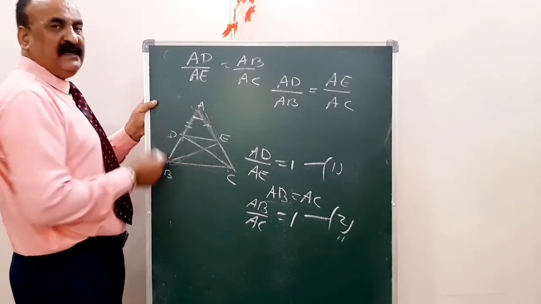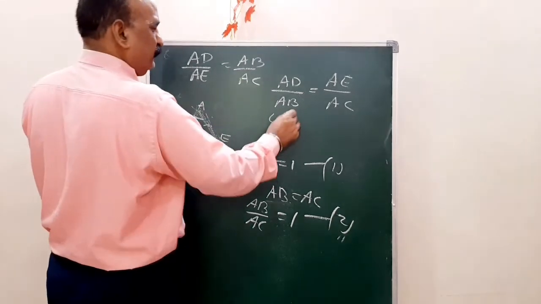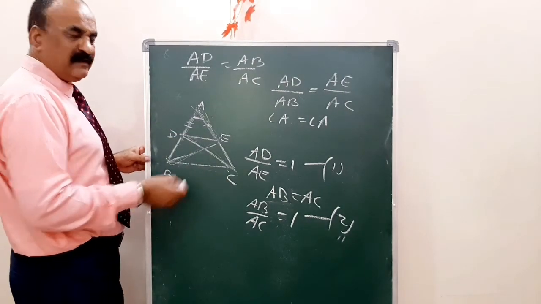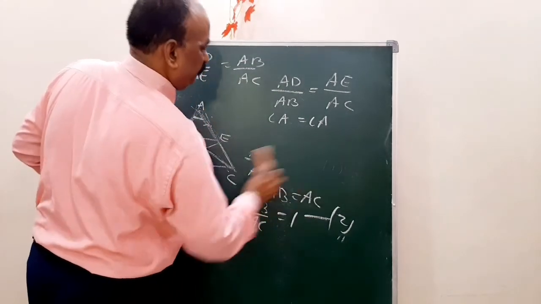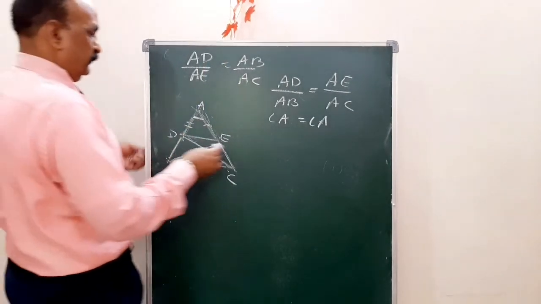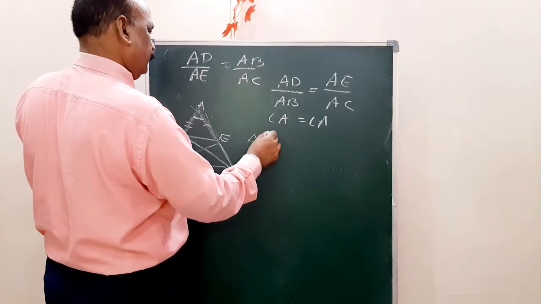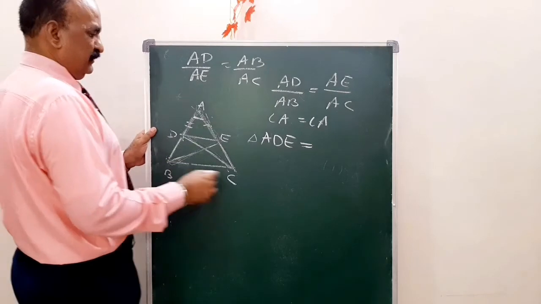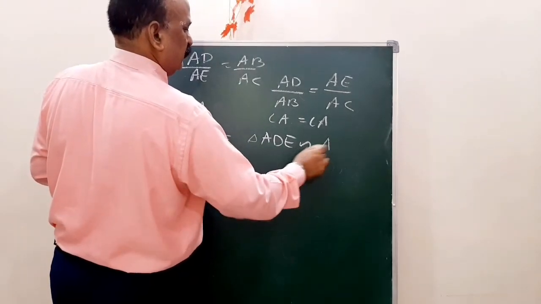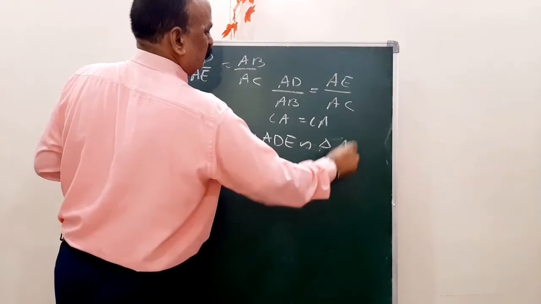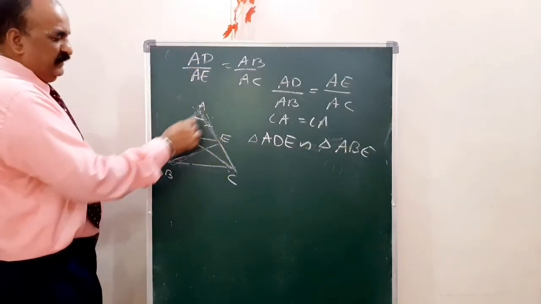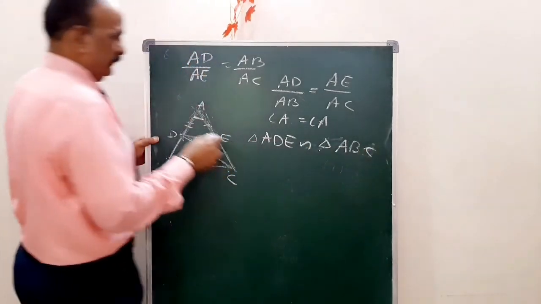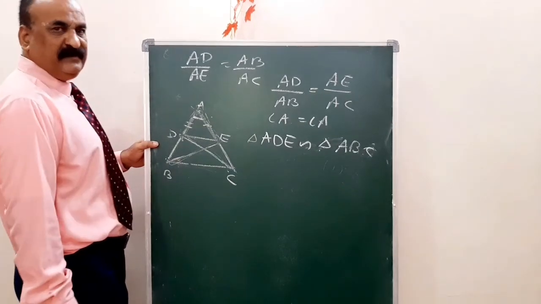And angle A is equal to angle A, common angle. It means both the triangles are similar. So you can write triangle ADE is similar to triangle ABC. Triangle ADE is similar to triangle ABC.